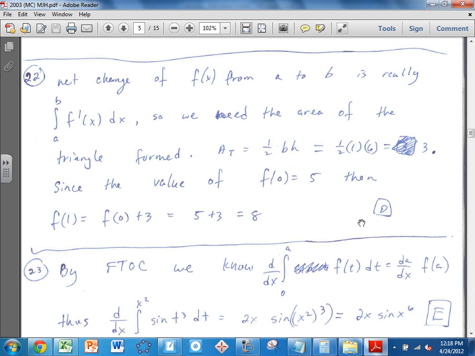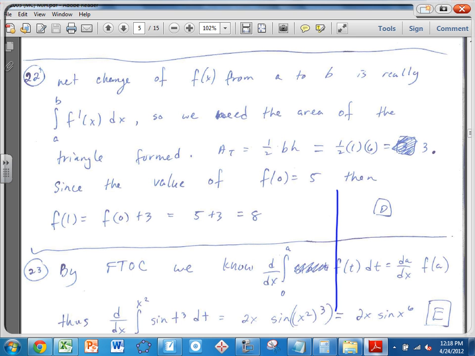So, we're given a graph that looks like a triangle. I think it's a decreasing graph, right? I'm told that the point is at 6 and at 1. So I've got a 6 here and a 1 here. And the problem says, if f of 0 is equal to 5, then find f of 1.